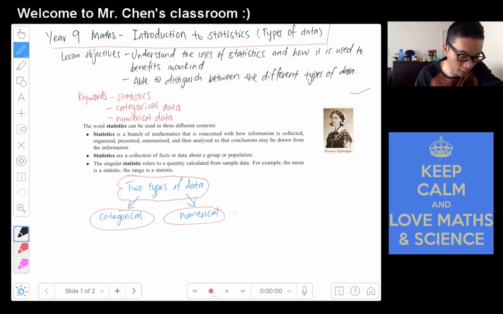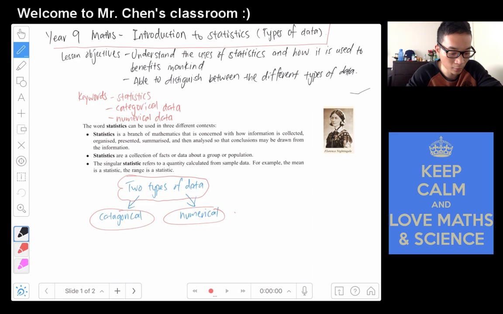So let's begin. That is the lesson objective, to understand the uses of statistics and how it is used to benefit mankind. Believe it or not, statistics is actually used everywhere, and you will be doing an assignment soon that enables you to collect statistics of your own and use them in your assignments. I will review that soon.